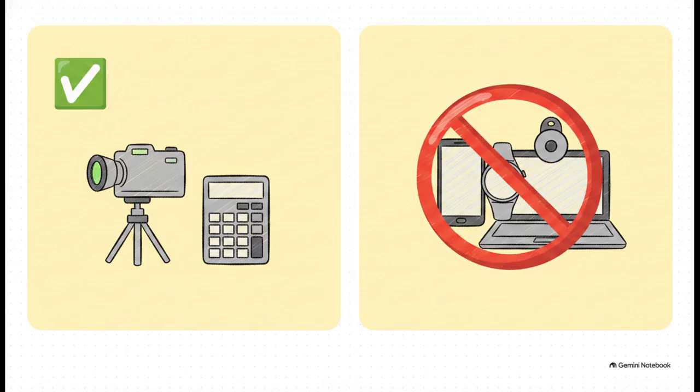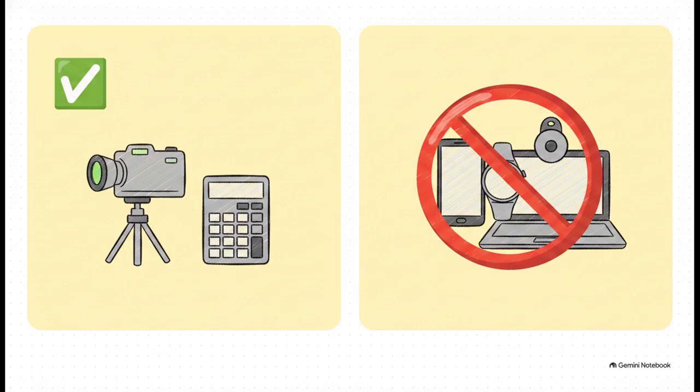So what's the dividing line between passing and an instant zero? It all comes down to your tech. Let's break down exactly what's allowed and what's totally banned. For the allowed tech, you absolutely must use that external side view camera we just talked about. You can easily grab one on Amazon or at the campus bookstore. For calculations, a standard scientific calculator like the TI-30X is totally fine, or you can use the digital one built right into ALEKS.